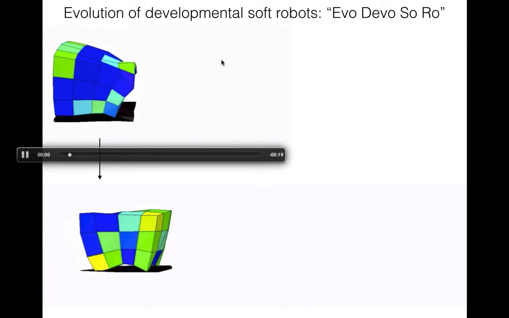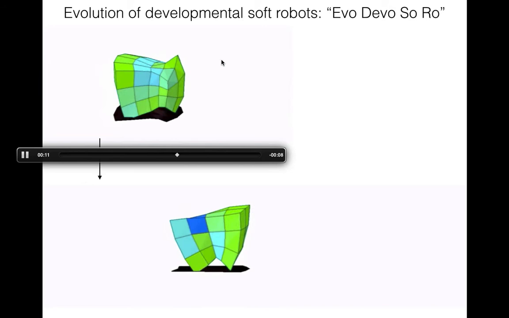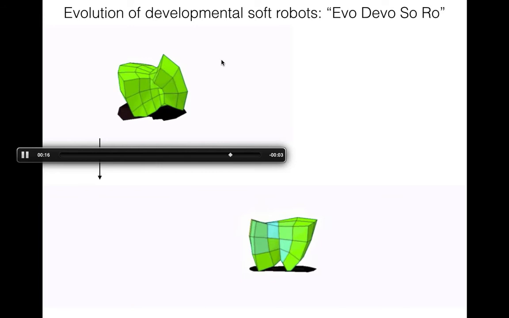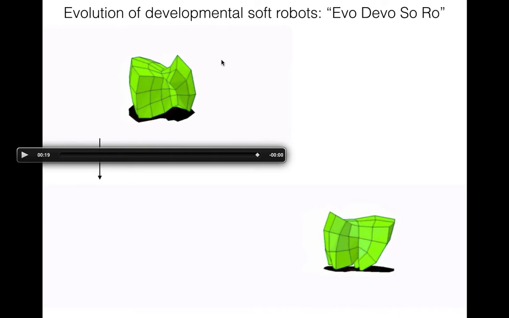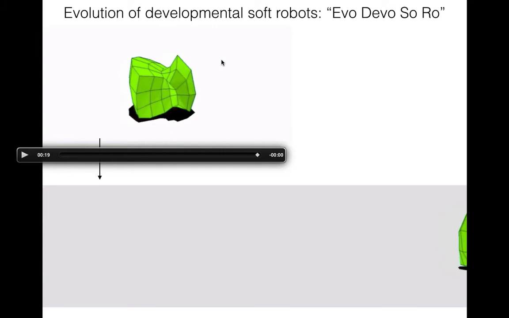We have a population of these robots. Each one has its own developmental trajectory, and these different developmental trajectories cause them to speed up and slow down, but over their lifetime, some of these robots move a little bit faster than others. So you can imagine what we do at this point. We delete the robots that move a little bit slower. We select the surviving robots, we copy them, and we introduce random changes whenever we make a copy, and those mutants replace the recently vacated slots of the slower robots, and rinse and repeat. So that's Evo, Devo, Soro.